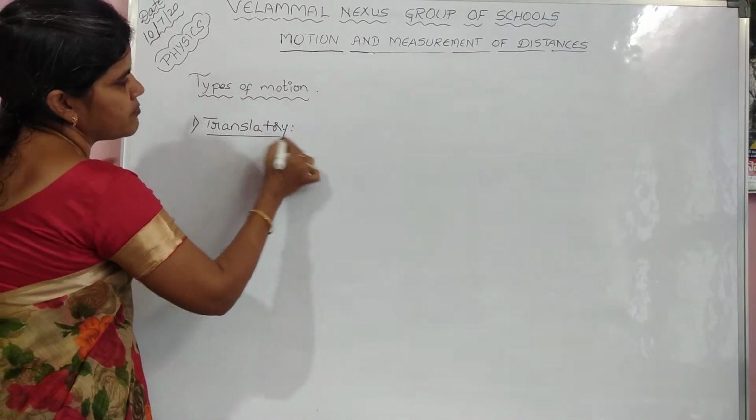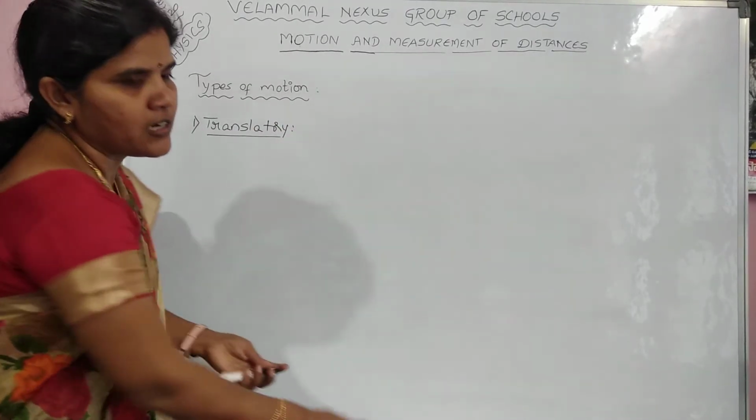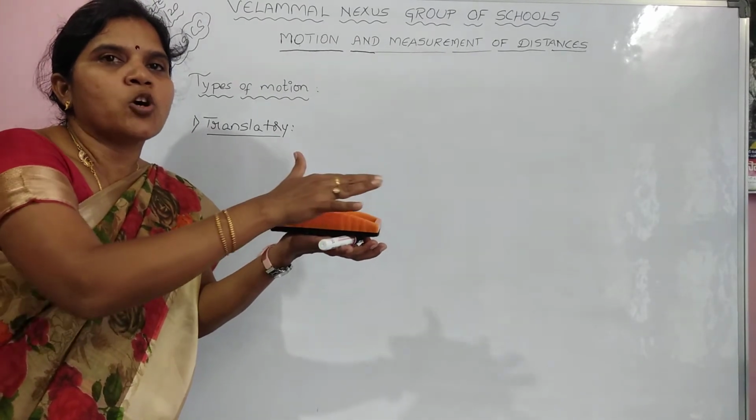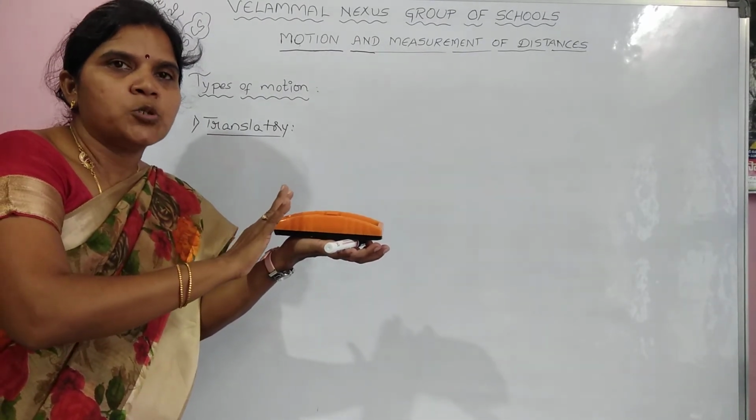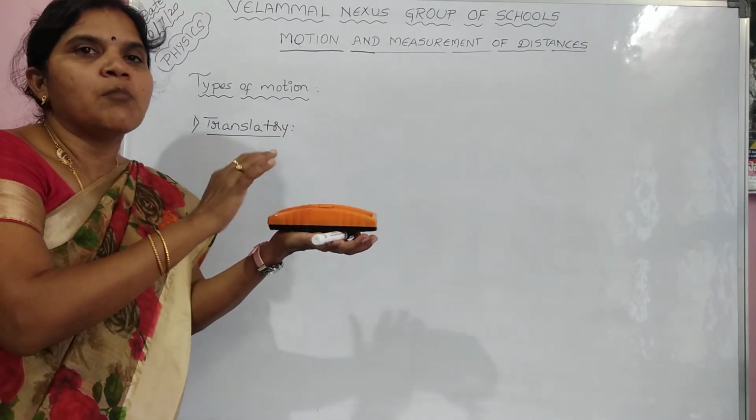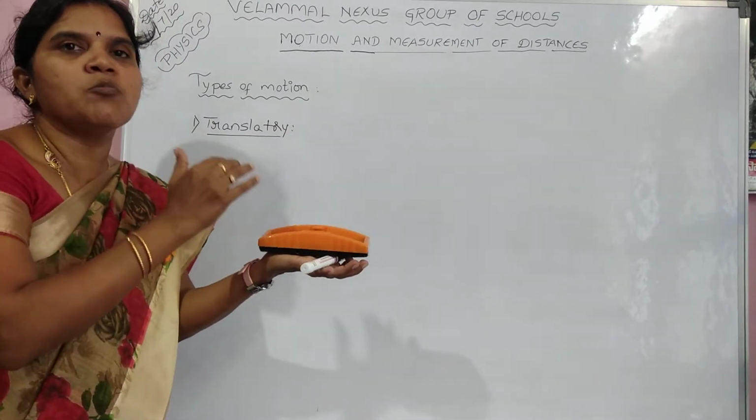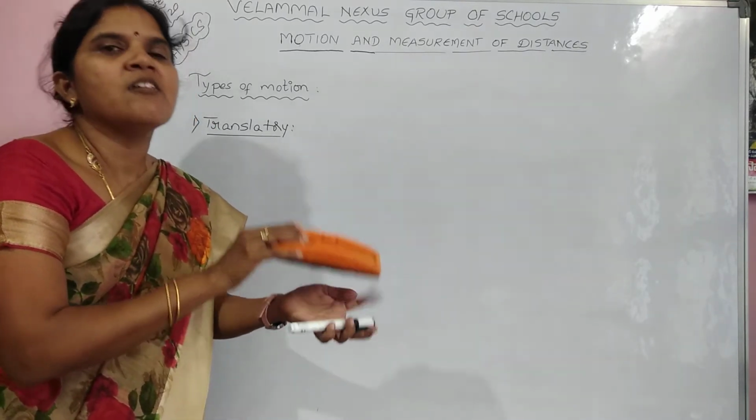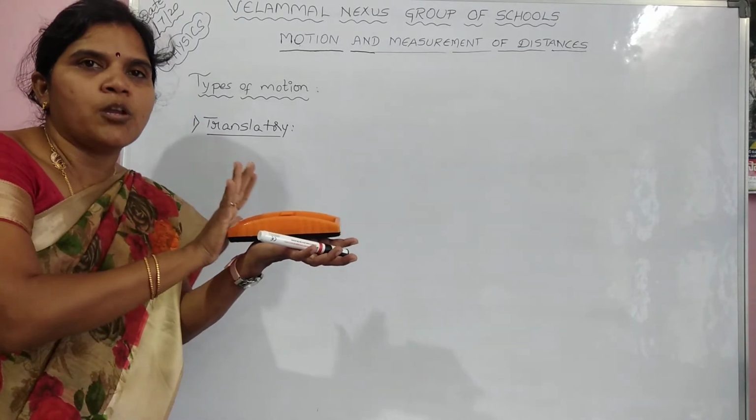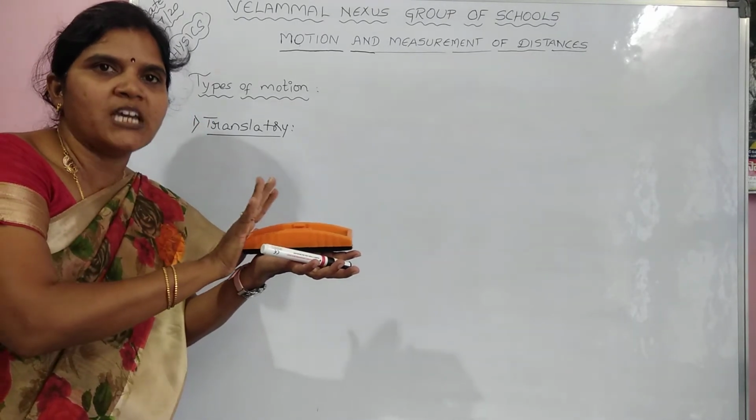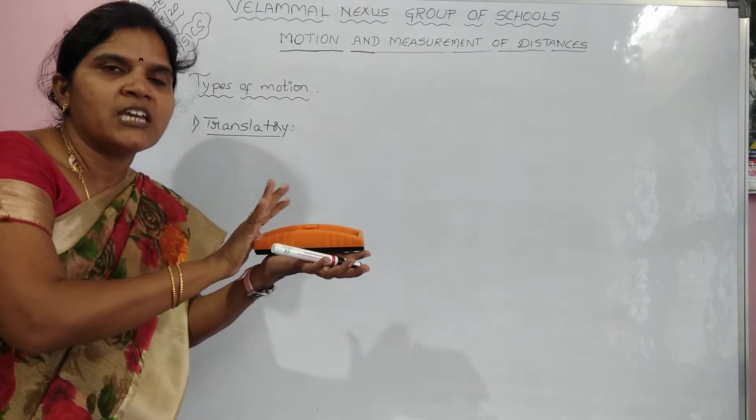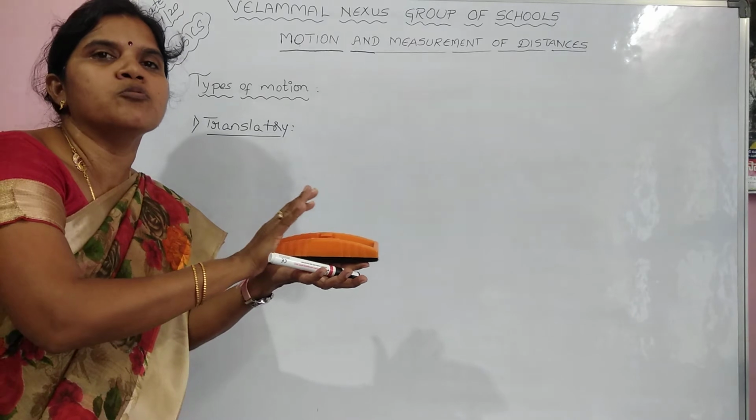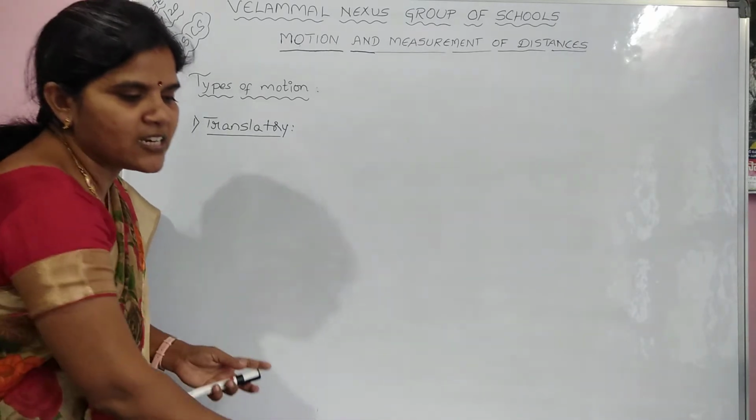For example, if you take an object like this, if you push the object, every particle of the object will move as I am pushing the object. That means the body as a whole is moving. Such a motion is known as translatory. I repeat, translatory motion means whenever a force is applied on a body, whenever you push a body, all the particles in the body will move at the same time. That means as a body, the complete body moves. Such a motion is known as translatory motion.